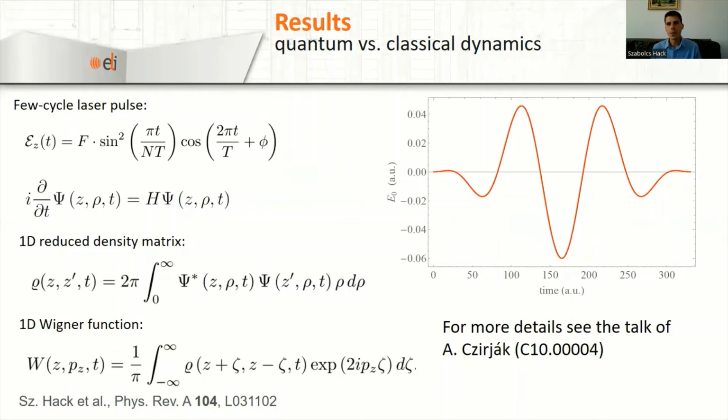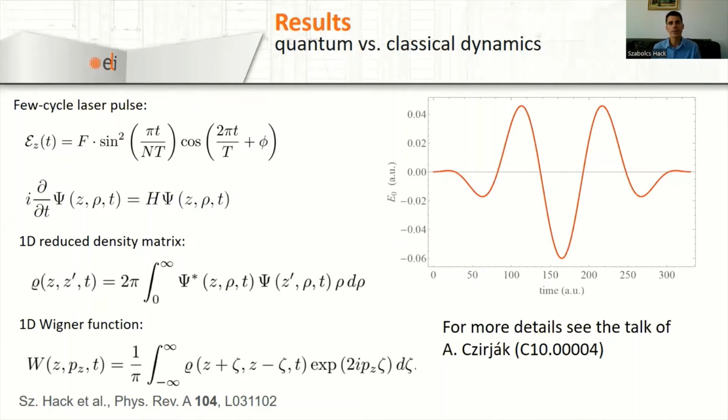We'll use a simple physical system, a hydrogen atom in dipole approximation, which interacts with a 3-cycle linearly polarized laser pulse having a peak intensity of around 100 terawatts per square centimeter and a central wavelength of 800 nanometers. For these parameters, the Keldysh gamma is below but close to 1.